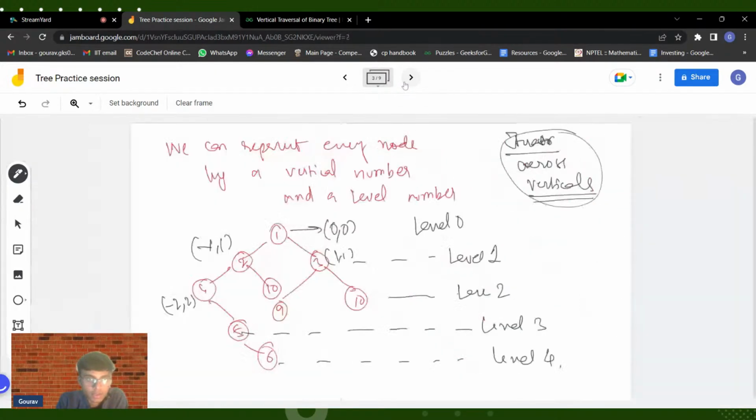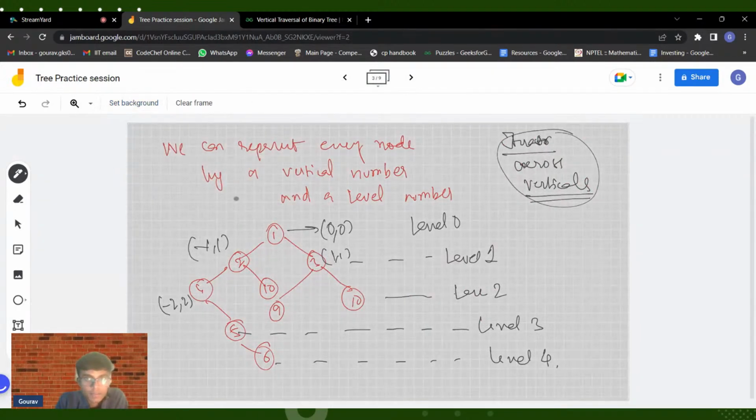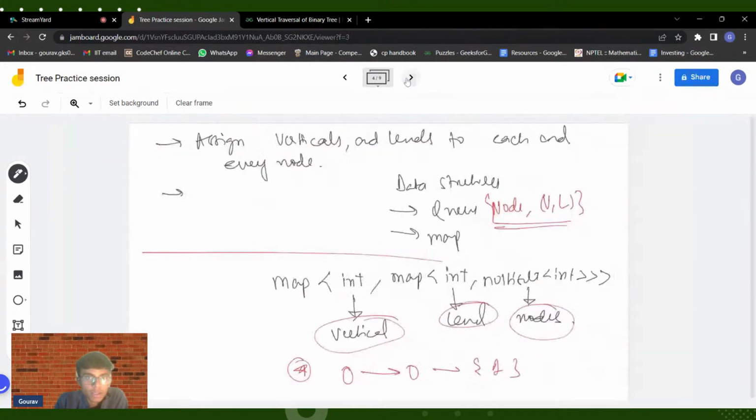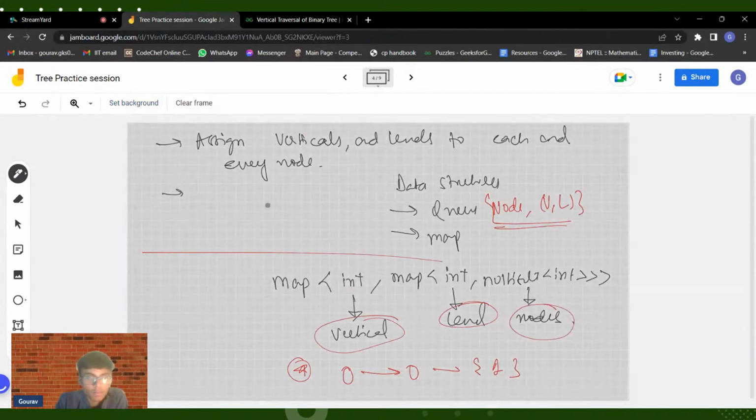Now let's look into the implementation. First of all, we need to do a traversal. We need to make sure that our traversal is following every vertical. So the best traversal that comes to our mind is a level order traversal, because we need to go level wise as well. So what we can do basically is that we will use a few data structures.